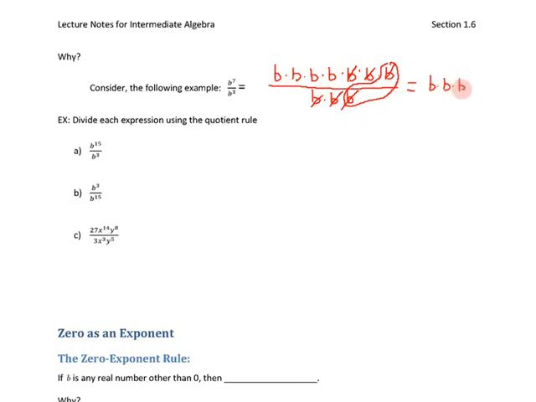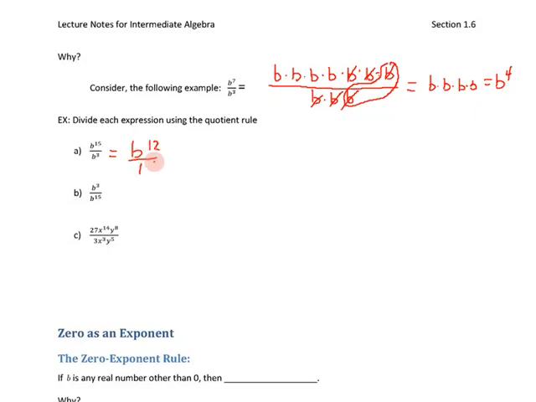Now why is that subtraction? Well, think about it. I started with 7 and I took away the 3 that were on bottom. So that was 7 minus 3, or b to the 4th. So you can see pretty quickly how these would work. If I have b to the 15th over b to the 3rd, I have more b's on top. So I'm going to end up with b to the 15 minus 3, or 12.